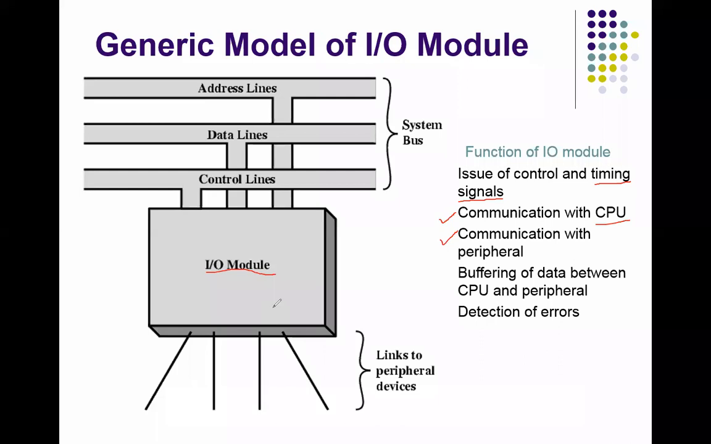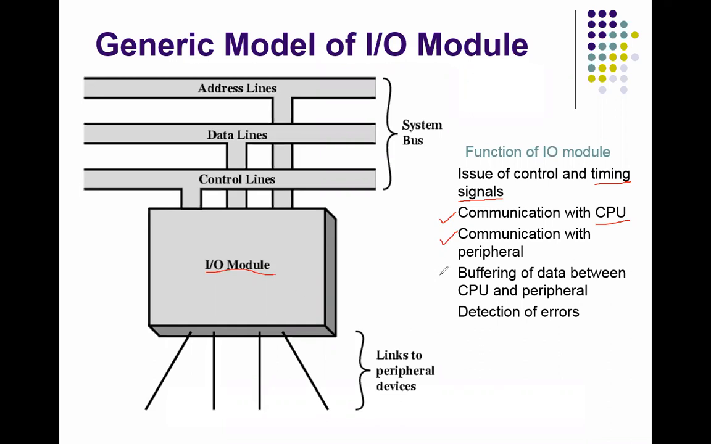It communicates whether the devices are ready or not to receive data. Even when you connect a pen drive, you get the message that your pen drive is ready to access. So again, your IO module has to communicate with the peripherals. So it communicates with the CPU, and with the input output devices or peripherals.